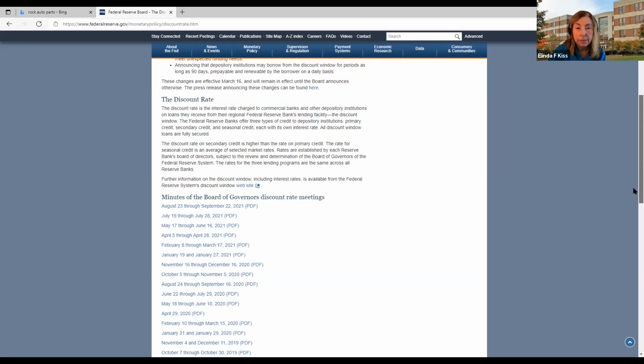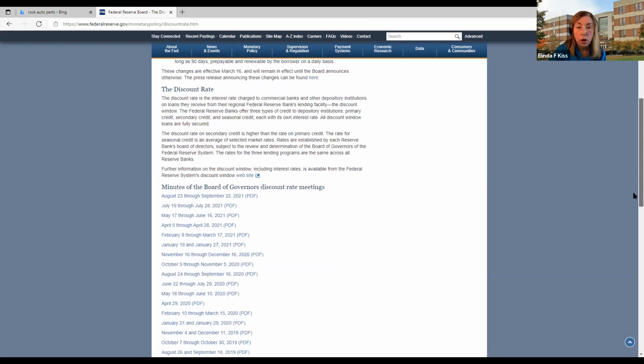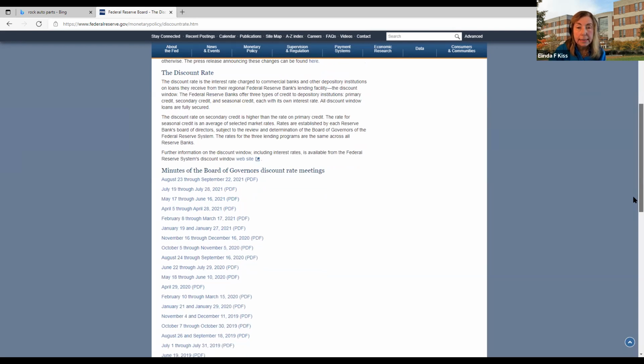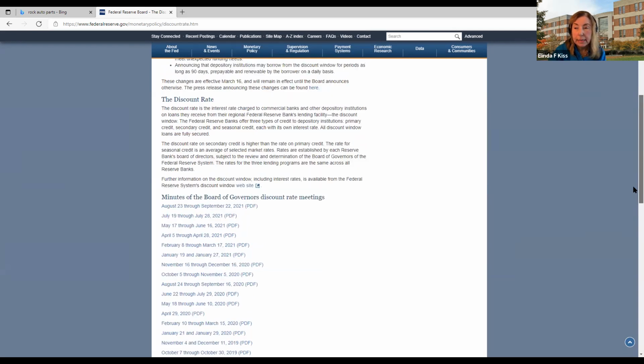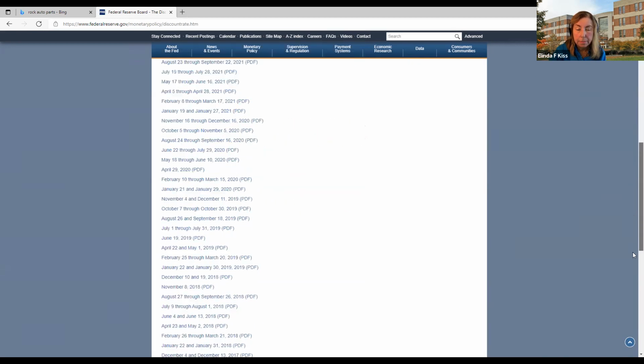There are 3 types of credit: primary credit, secondary credit, and seasonal credit. These loans are all secured, and the discount rate on secondary credit is higher than that of primary credit. These are banks that have CAMELS ratings of 3, 4, 5. If they're 4 and 5, they have to pay a higher rate to borrow.